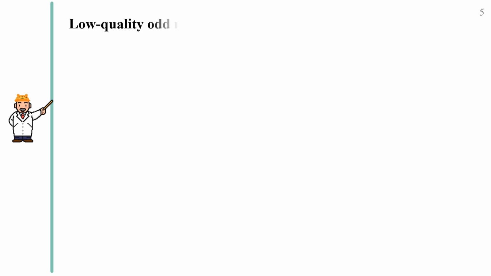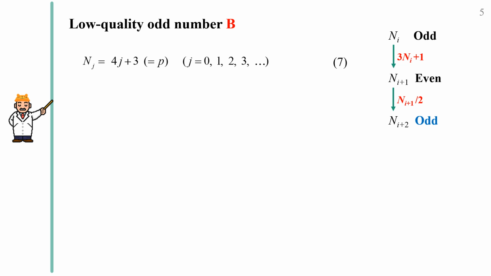Next, let us consider a low-quality odd number, b. Its general form is given by the following expression. When a low-quality odd number, b, appears during the iterative calculation and is used as the initial value n_i, the flow of calculation for Collatz operation B proceeds as follows. The value given by this calculation, n_(i+2), becomes either a high-quality odd number, A, or another low-quality odd number, B. In this case, n_(i+2) can be expressed in terms of n_i as follows.